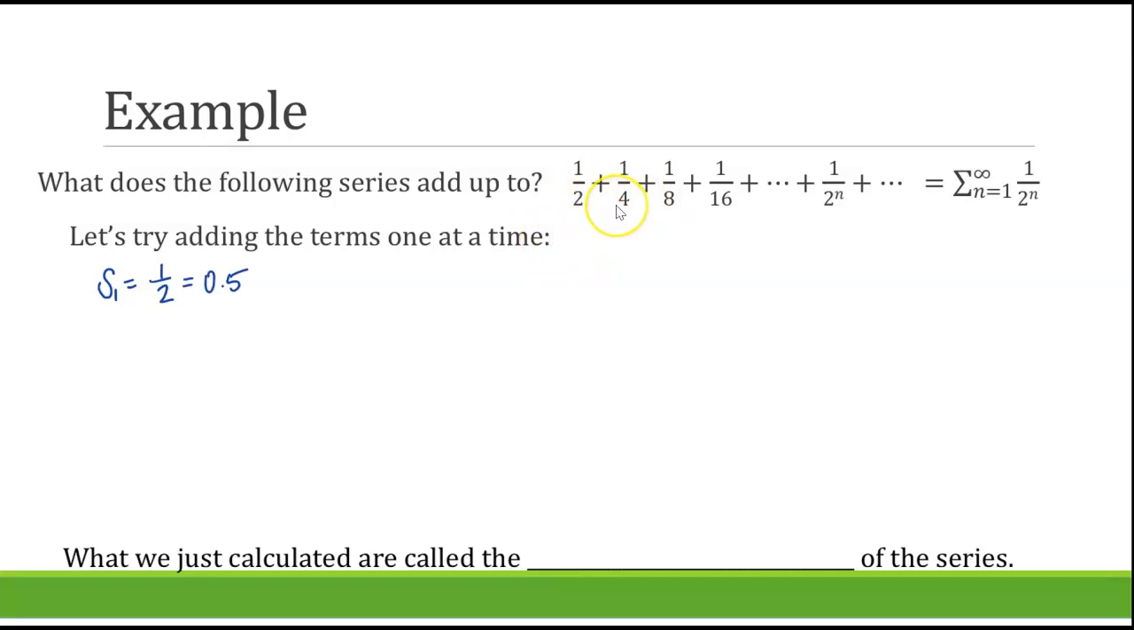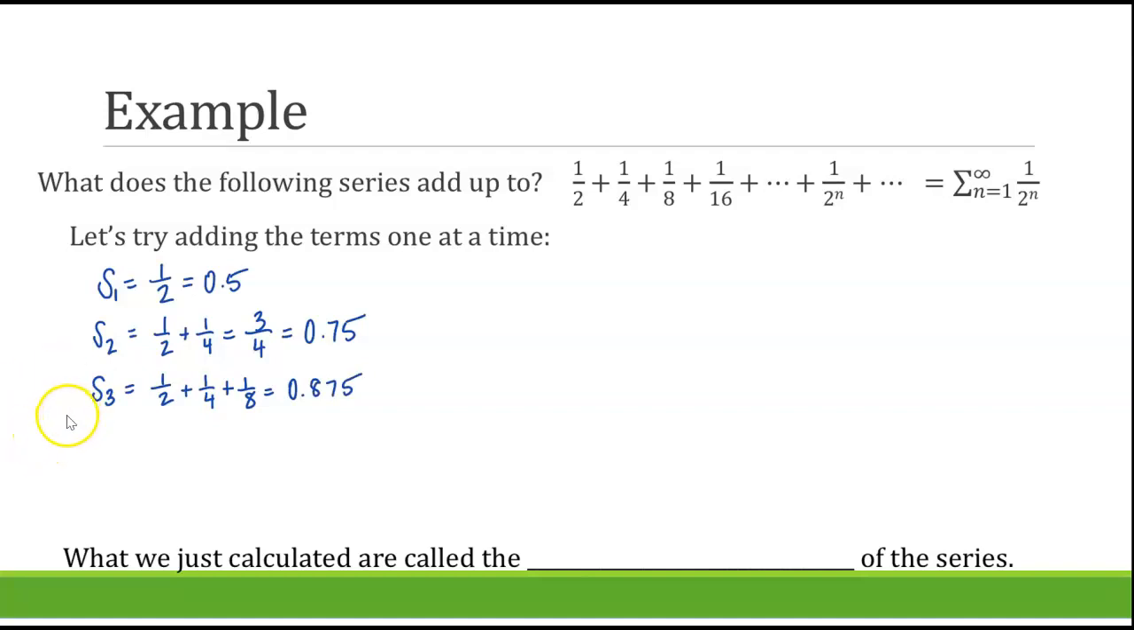Let's think about adding the first two terms together. We're going to call that S2. The sum of the first two terms is 1/2 plus 1/4. As a fraction, that's 3/4. As a decimal, that's 0.75. And we can keep going. We can add the first three terms. Ultimately, we want to add infinitely many terms, but we're starting out with just really concrete sums here. 1/2 plus 1/4 plus 1/8. I'm just going to jump straight to the decimal value here. That's 0.875. And so we can keep going with this.